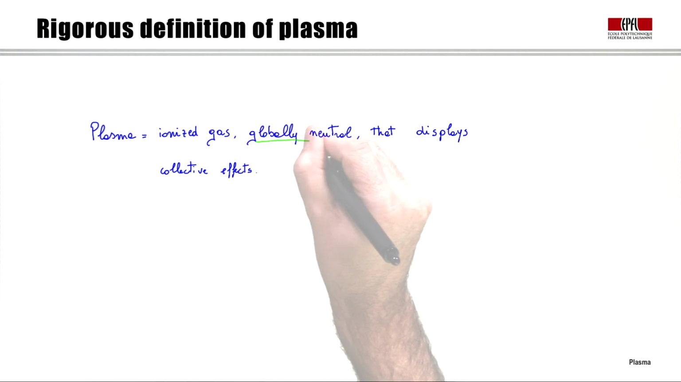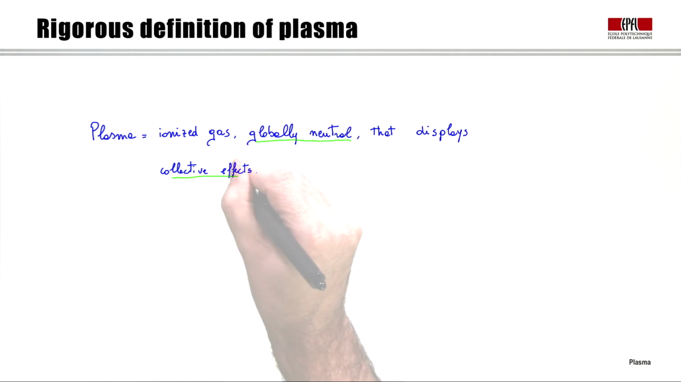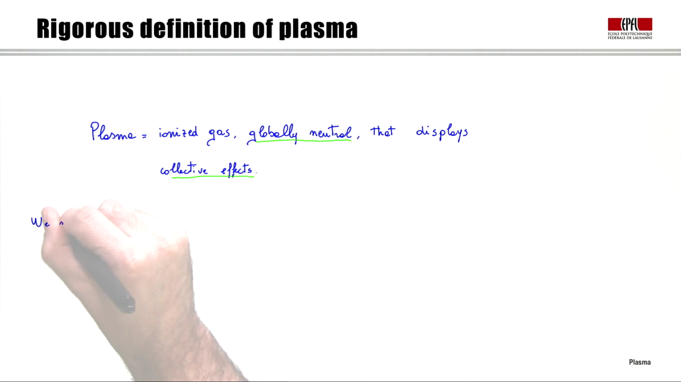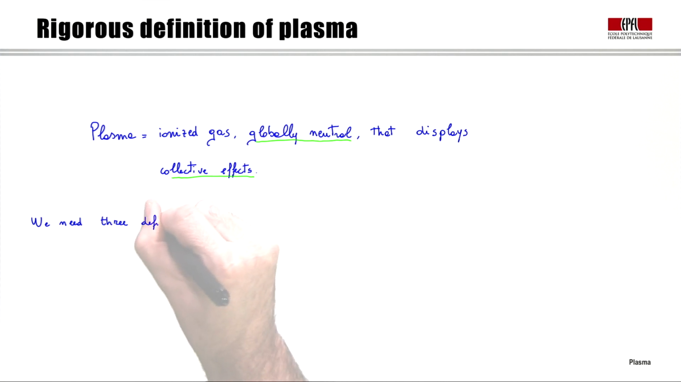Two keywords. The first one is globally neutral. The second one, collective effects. What do they exactly mean? Well, to address this, we need to give three definitions.